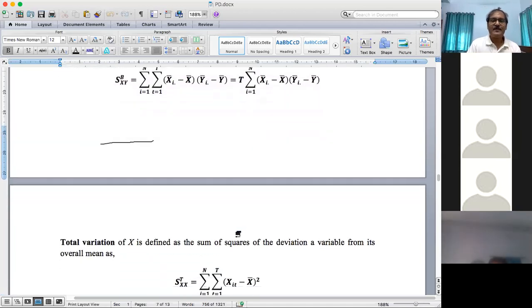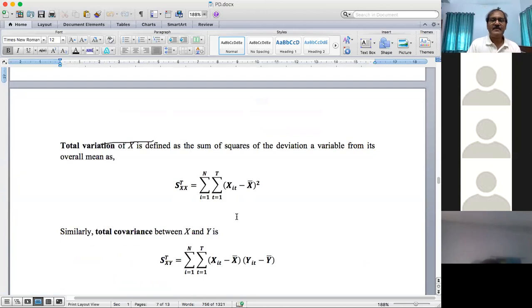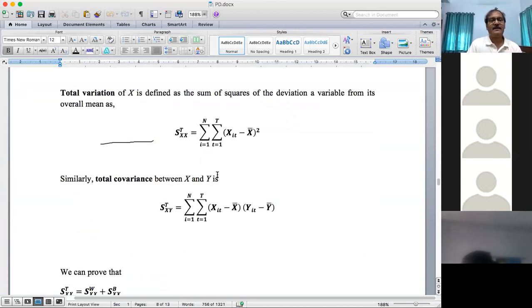The third type of variance and covariance that can be calculated from the panel data is called the total variation and total covariance.